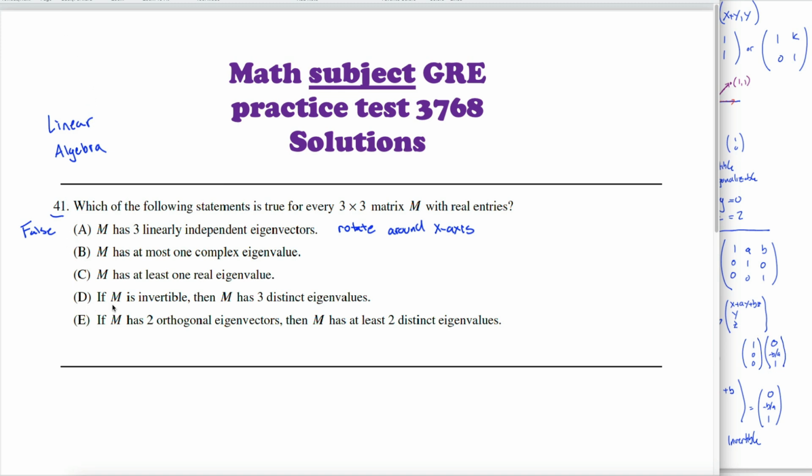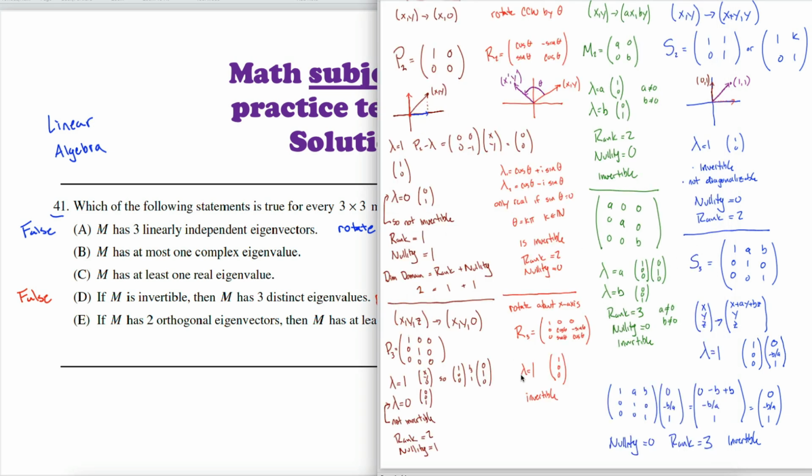Maybe I'll jump down to D here. D says if M is invertible, then M has 3 distinct eigenvalues. Well, that's also false. In fact, the exact same example that we used up here will work. If we rotate around the x-axis, we have exactly one eigenvalue, lambda equals 1. Here it is. Because those vectors on the x-axis aren't affected at all by the transformation, so they get scaled by a factor of 1. Rotations around an axis are clearly invertible. All you'd have to do is rotate back in the other direction. So D is definitely a false statement.